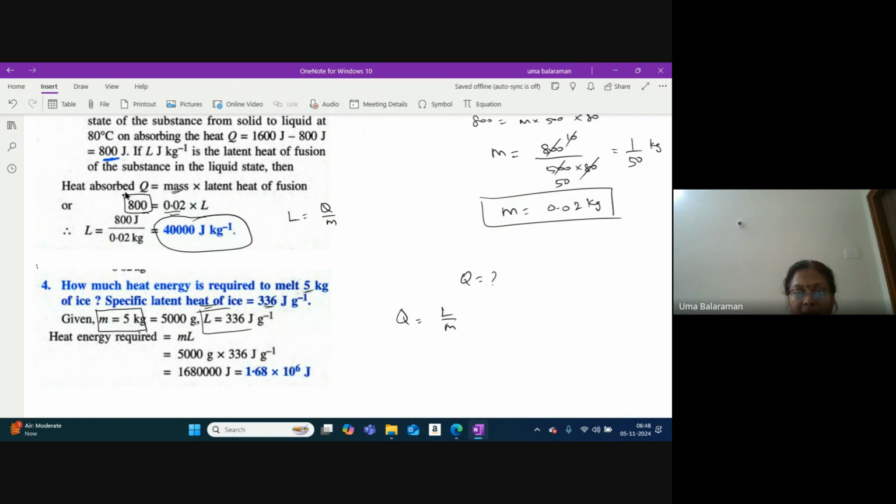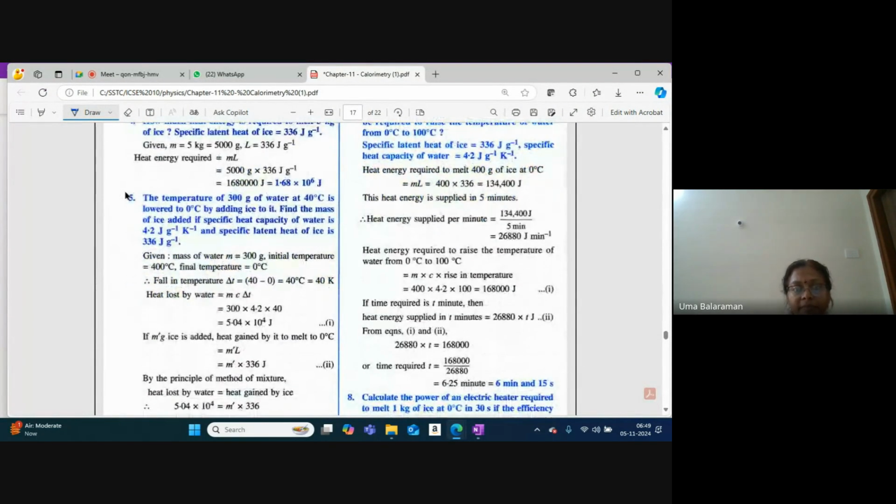Heat energy required. Sorry, formula reversed. L is equal to Q by M, which means Q is equal to L into M. You know L, you know M. So Q is this many joules of energy required to melt 5 kg of ice. Direct formula.